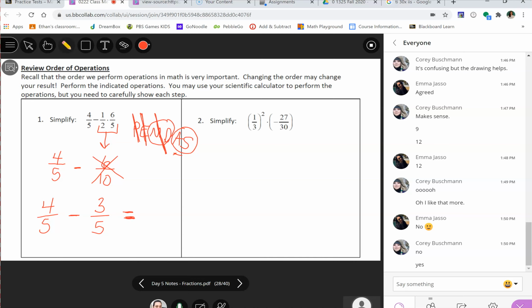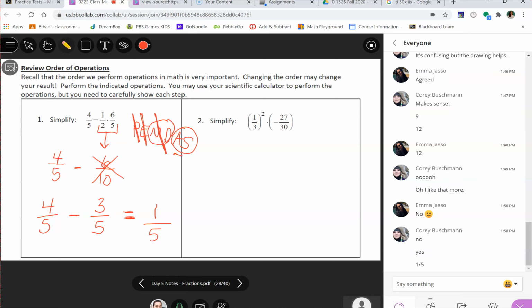If you have 4 out of 5, and you take 3 out of 5 away, there's still 5 in a whole, right? But if you have 4 of them and you take away 3, don't you just have 1/5 left? Yeah, so if you can do it by hand, great. If not, just use your calculator. Okay?